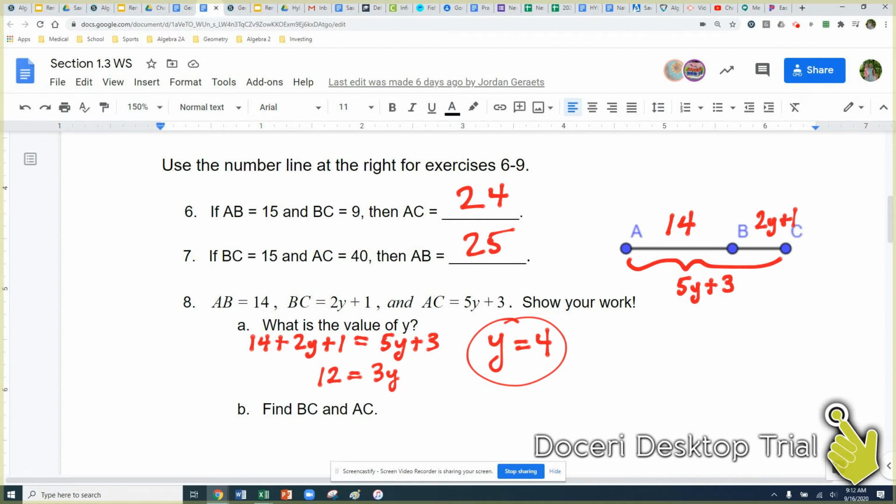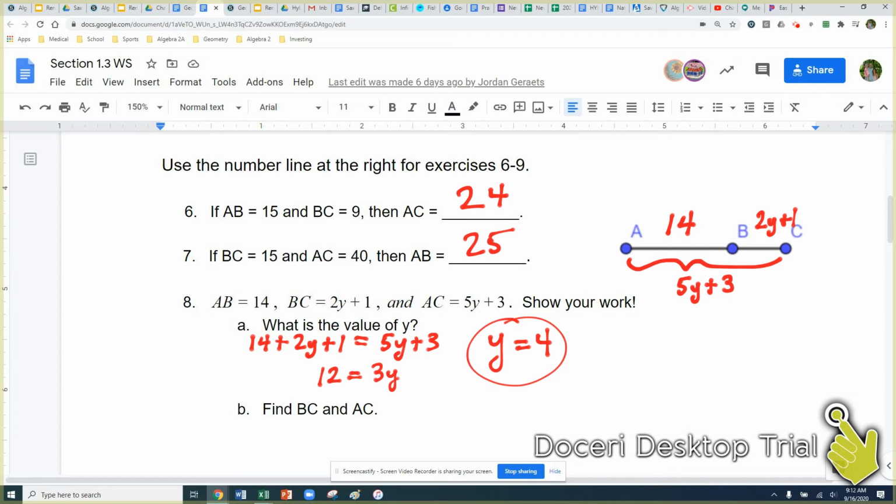Part B, we're going to find the measure of BC, and we're going to find the measure of AC. So no symbols on it means you got to find the measure. So you're going to be given some information where you can figure out the lengths of these, BC and AC. And the key here is we know y is equal to 4.